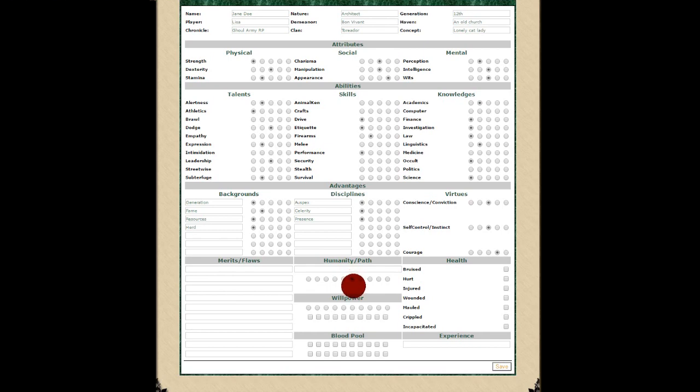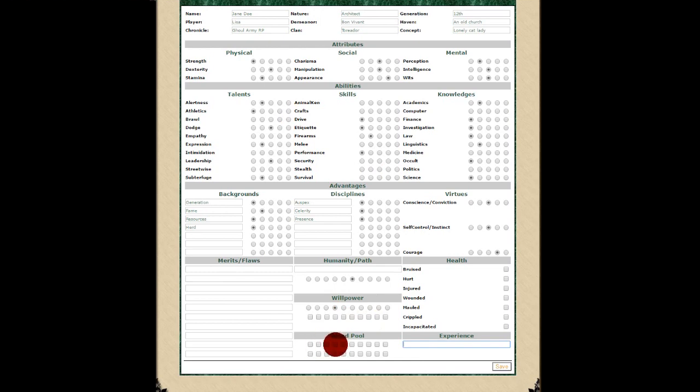And then your willpower is going to be equal to courage. For me, that is 4. 1, 2, 3, 4. Okay. So your health is only going to be something that you're going to have to adjust when you're actually playing. Your experience is something that you get from the storyteller once the roleplay is in order, and you can use those experience points to buy more points in anything you want during play, basically.